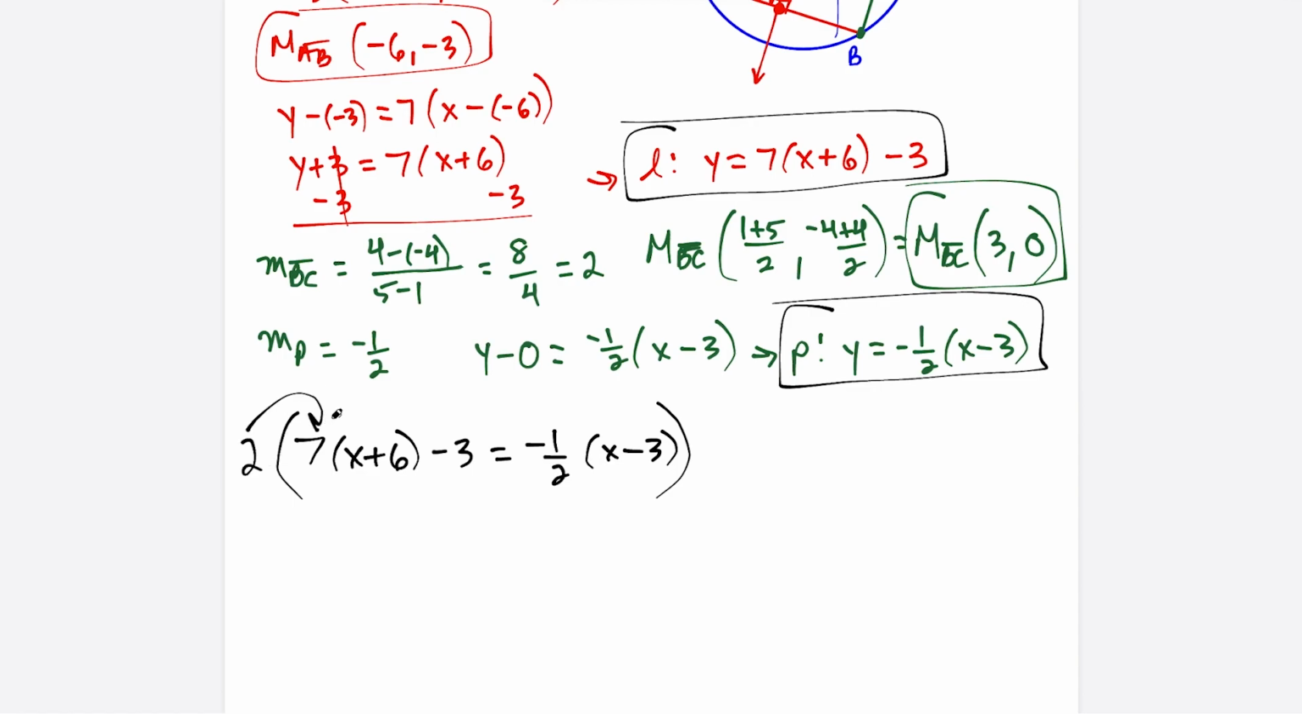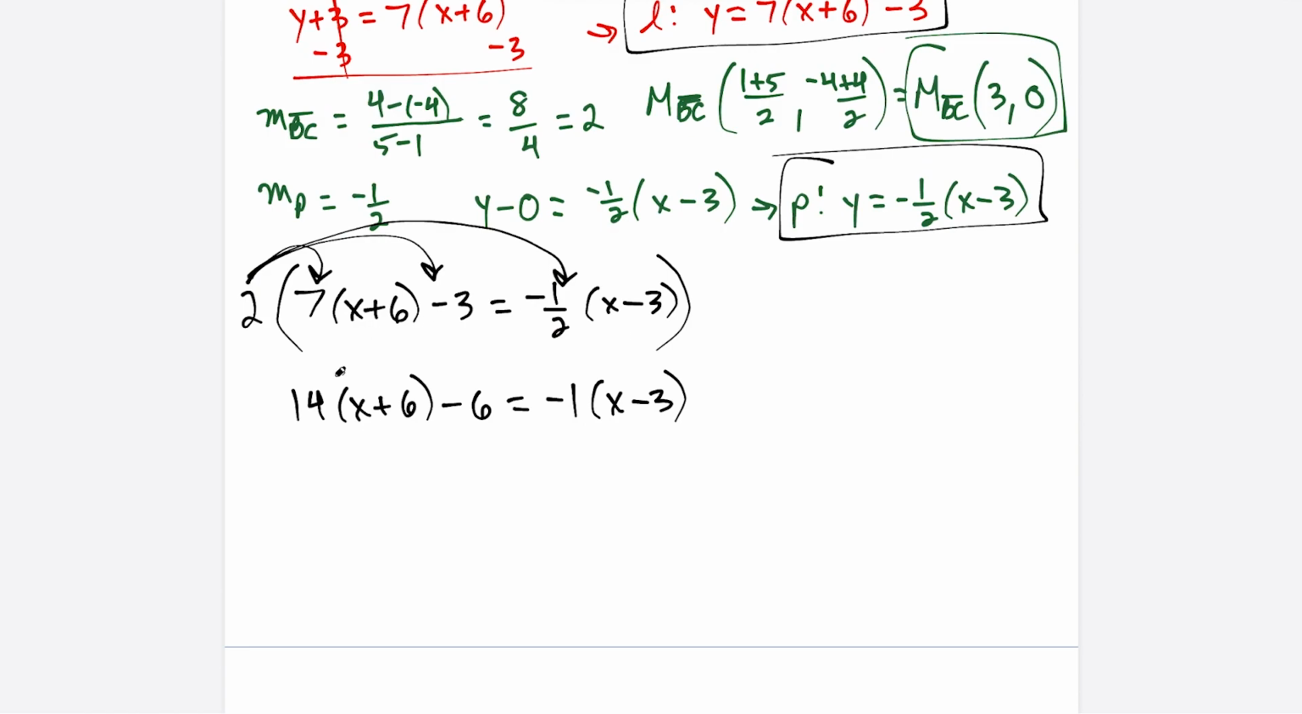So we're going to have 2 times 7, that's going to give us 14, times (x plus 6), and then we distribute the 2 to the negative 3, so we have minus 6, equals, and then on the right side of the equation, 2 times negative 1/2 is negative 1, and we're multiplying that by (x minus 3). Now we just have to work out this algebra. We have 14 times x is 14x, and then plus 14 times 6. 14 times 6 is going to give us 84. And then we have minus 6 here.